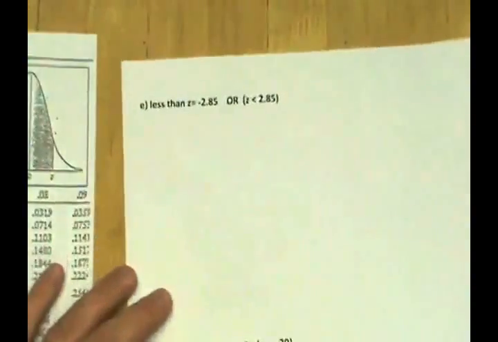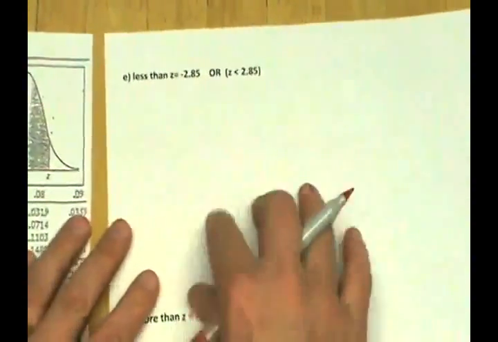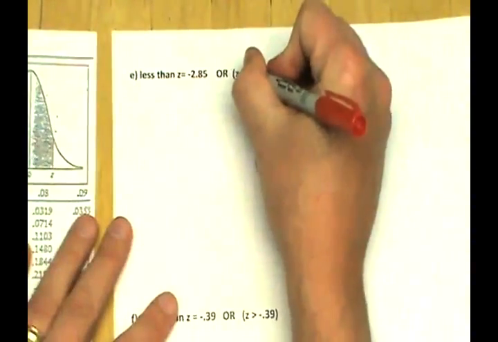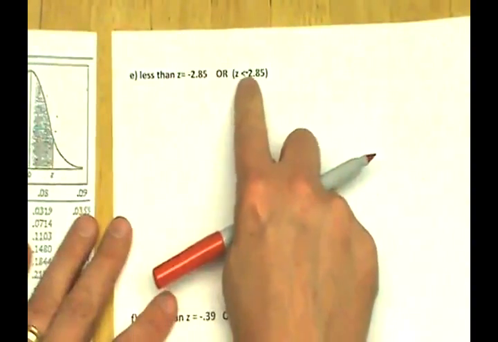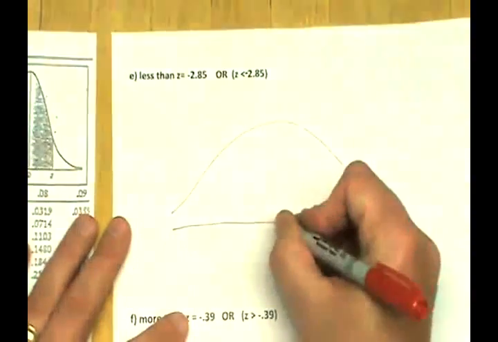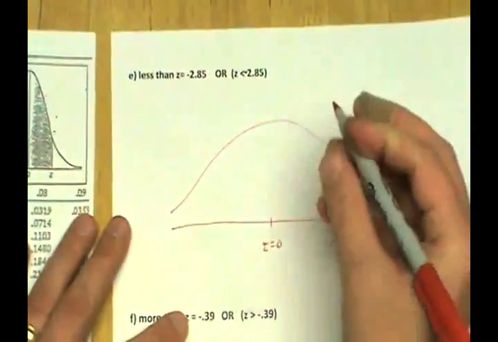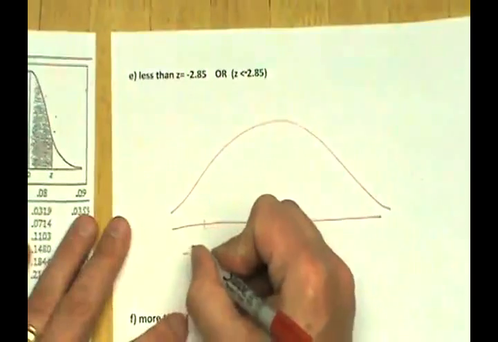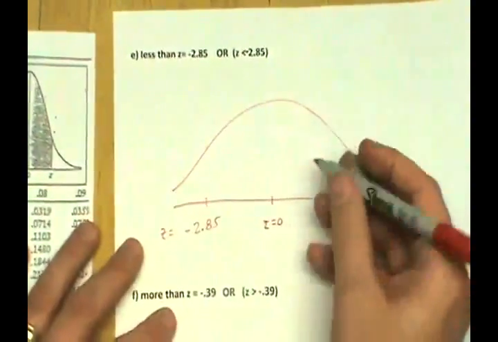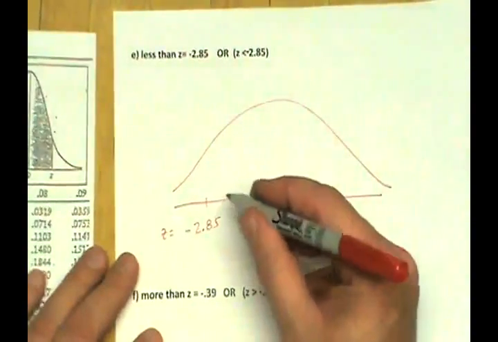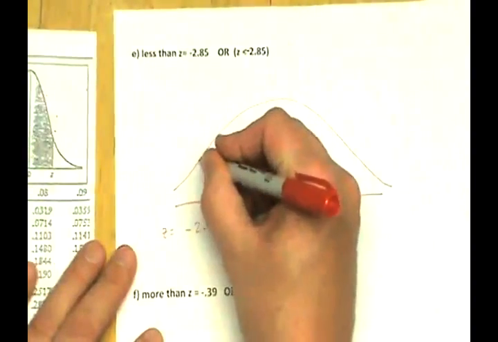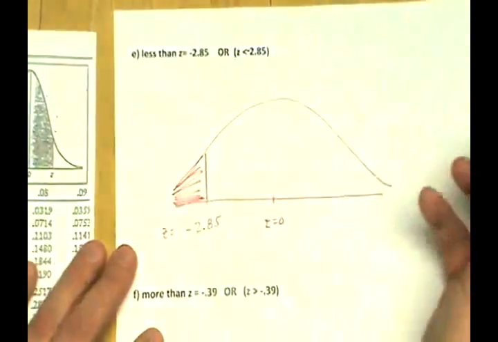A few more. What if we want the area under a bell-shaped curve less than negative 2.85? I keep forgetting my negatives over here. Z-score less than negative 2.85. After a while, you don't have to draw these bell-shaped curves. It's completely up to you. I like to do it just for visual effect. Okay, so 0 is the mean. Negative 2.85 is negative, so it's on the left. We want less than. Less than is always left of.